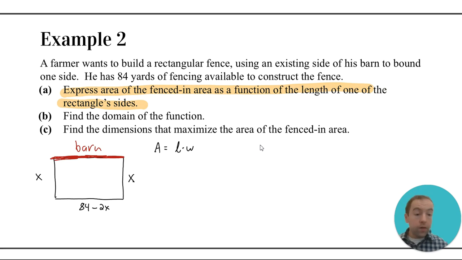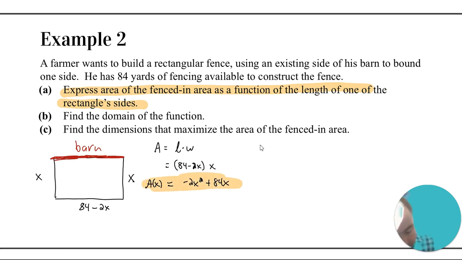But then we know that the dimensions corresponding to the length and width here are x for width, let's say, and then 84 minus 2x for length. So we could substitute in 84 minus 2x for length and x for width, and then simplify that if we so desired and get negative 2x squared plus 84x is equal to area as a function of x. And that would give us that function that we desire. We're inputting one of the lengths of the sides of this rectangle in for x, and then getting the area of that rectangle as an output, right?